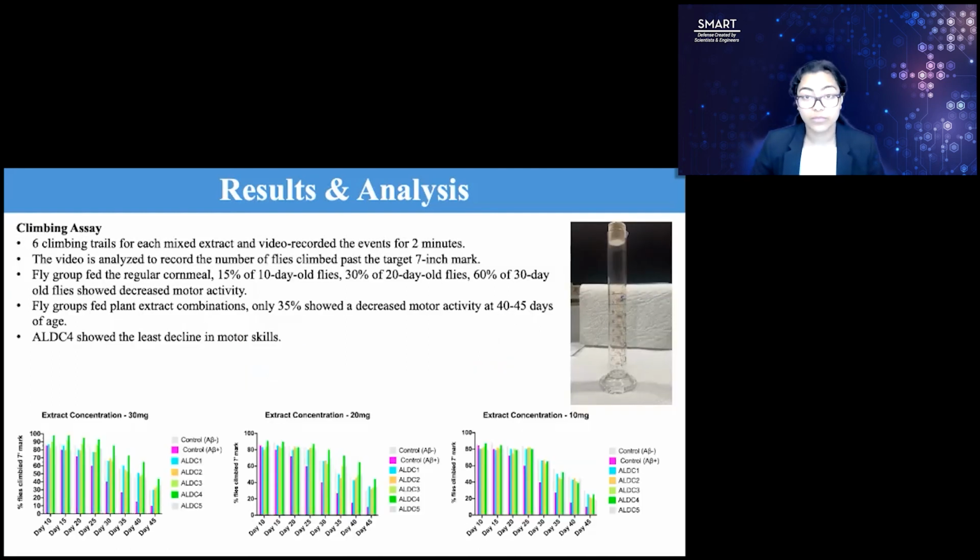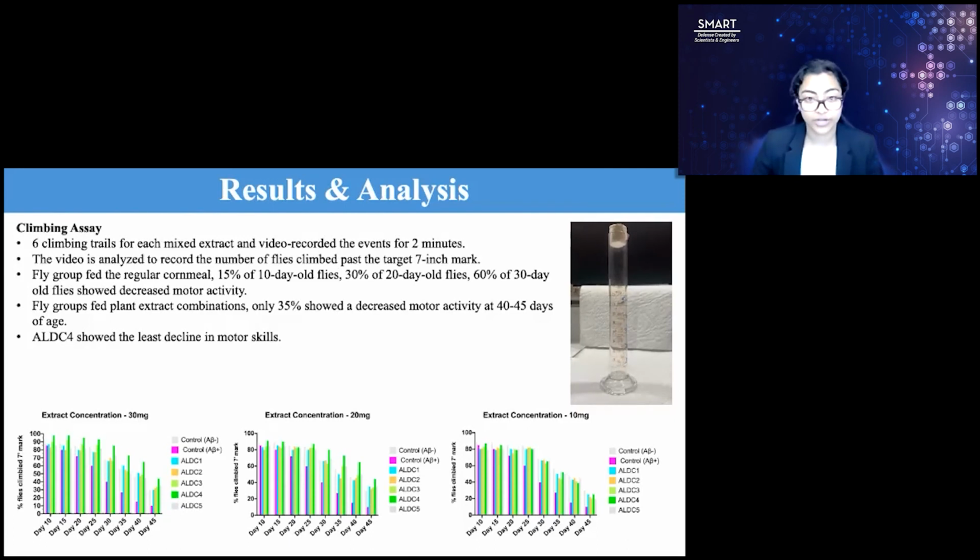Next, to evaluate the motor skills in the climbing assay, I took a calibrated 9-inch graduated cylinder, placed 20 flies from each diet group, and video recorded the flies climbing for 2 minutes. I then repeated the event for 6 trials, and I analyzed the video to count how many flies climbed past that 7-inch mark.